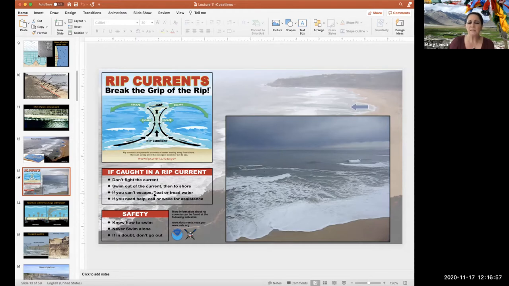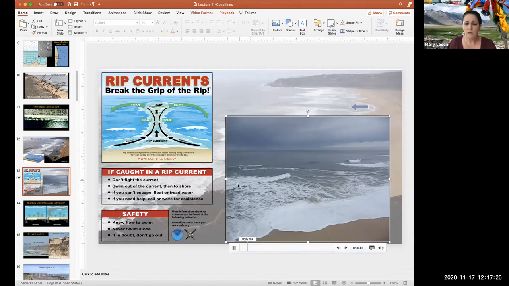If you can't escape it, try to float and tread water at least. Like get air and try to keep your head above the water. And oh, the universal sign for help when you're in the water is to wave both arms. If you get caught and you're out there stuck and you don't have the energy, you just wave both arms and someone at the shore will see you and send help.